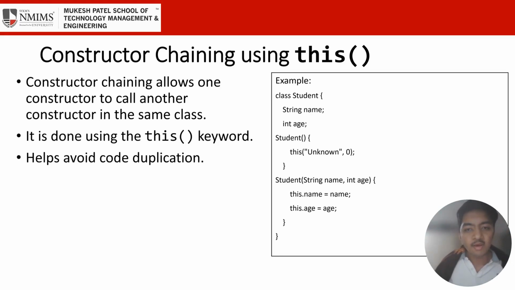Constructor chaining using this. Constructor chaining allows one constructor to call another constructor in the same class. We can see over here in this program the Student constructor, with the global variable name as a string and the global variable age as an int. This is set to unknown. That helps to avoid code duplication and is done using the this keyword. We can see over here that this.name specifies this one, not the other one, because both are the same data type and the same name.